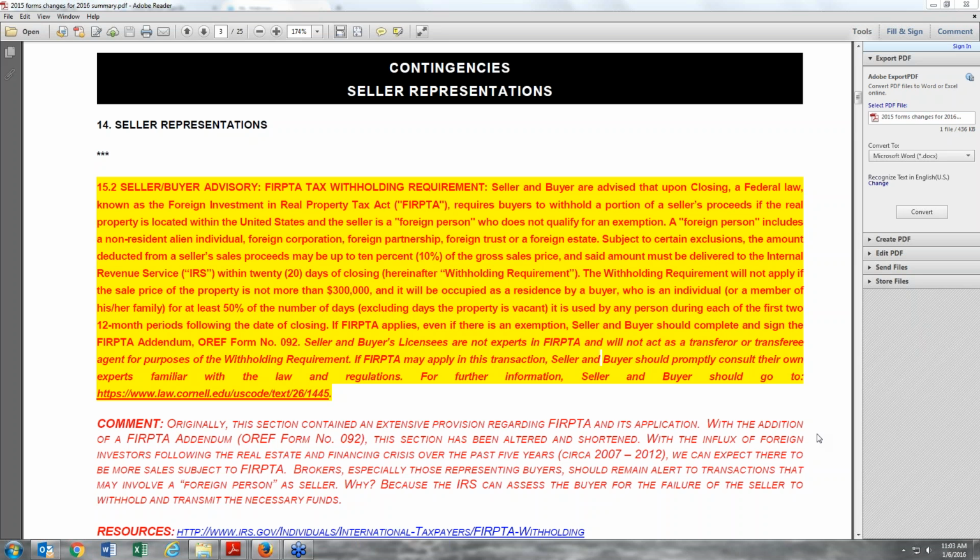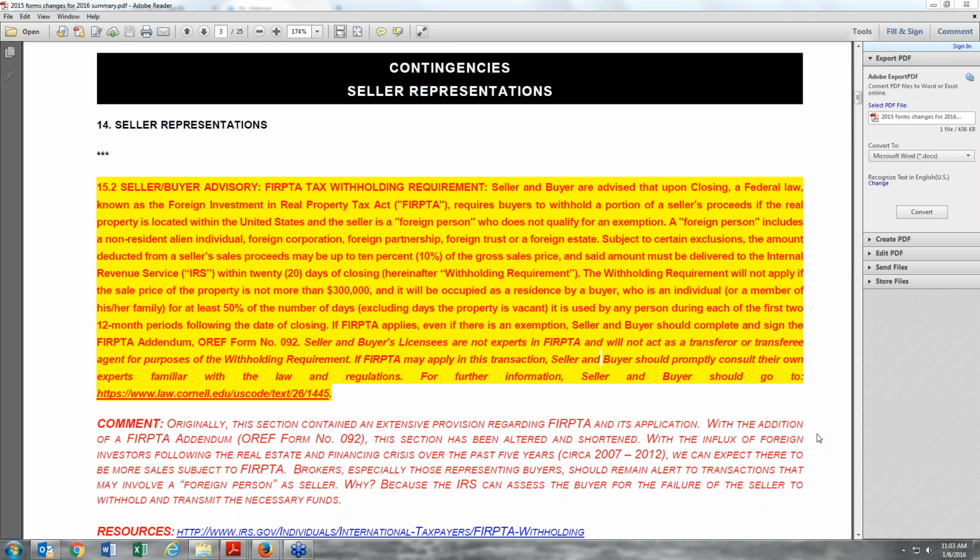So if it is a FIRPTA transaction and it's subject to FIRPTA, you want to make sure that the title company knows about it so that you're not releasing them from the obligation to assist in the FIRPTA law that has to do with taking that 10 or 15% of the gross sale price and sending it to the IRS within 20 days of closing.